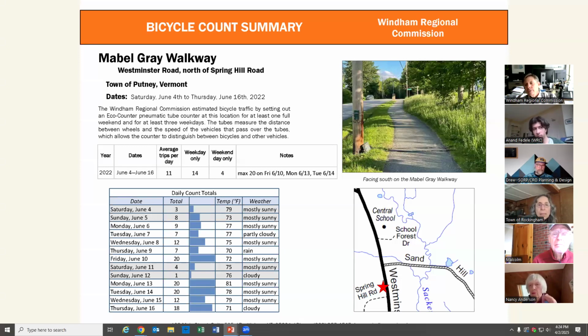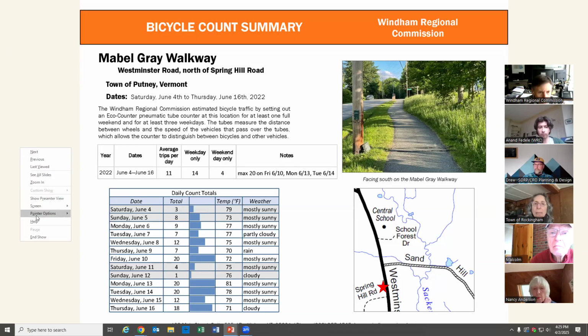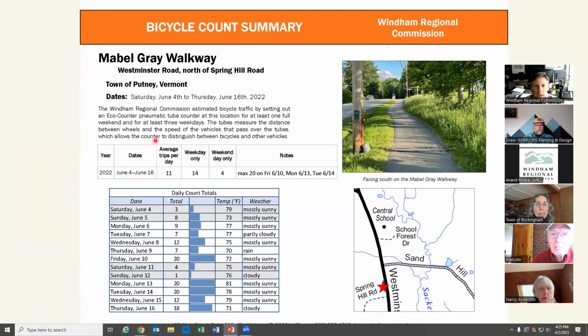Here's one of our summary sheets for a bicycle count on the Maple Gray Walkway in Putney. This is the concrete sidewalk in the village, which turns into an asphalt pathway going out to Putney Central School. And so, you might wonder, are people using the pathway to bike to school? If you just look at the data here, average trips per day, average of 11, that doesn't tell us a whole heck of a lot.